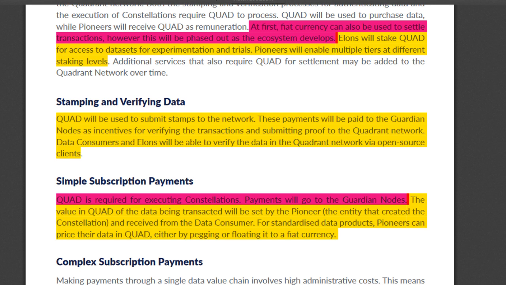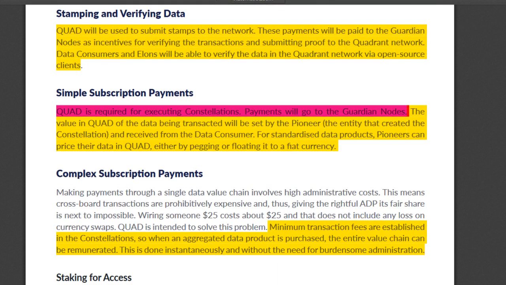For right now, that'll make it something where people can understand what value they're purchasing, so they can understand, I was paying $50 for this data set yesterday, now it's in the blockchain, is there equivalency? Yes, it's pegged to the dollar, so it makes sense. For complex subscription payments, minimum transaction fees are established in a constellation, so when aggregated data products are purchased, the entire value chain can be remunerated. That's each individual player that put part of their data towards that constellation, so each one can get paid. This is done instantaneously without the need of burdensome administration because it's on a smart contract.